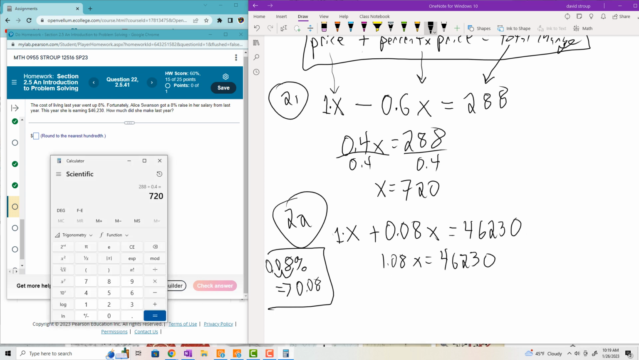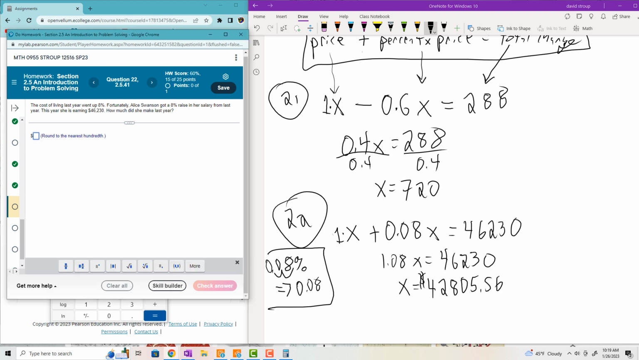Divide both sides. 6, 2, 3, divided by 1.08. And that's going to give me a weird number. They want it rounded to the nearest hundredth. So tenths, hundredths, that's the 2 decimals. So the original salary was $42,805.56. Type that in and see if it's right. 42805.56.